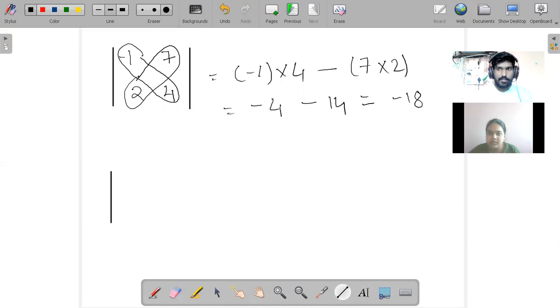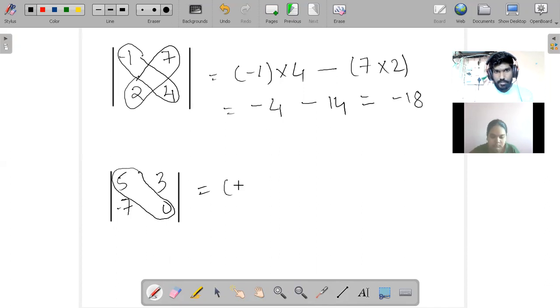For the second one, I got the answer -21. You have made the same mistake there, so will it still be -21? Look at the screen here. It is 5, minus 7, 3 and 0. First you multiply this 5 into 0, minus, then you multiply this. First the left side and then the right side. So 5 into 0 will be 0.